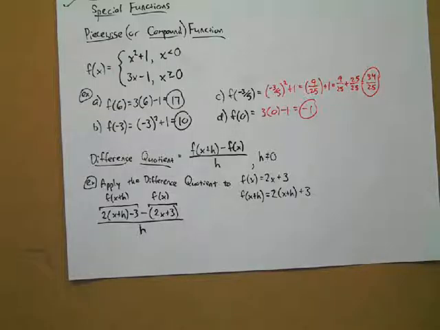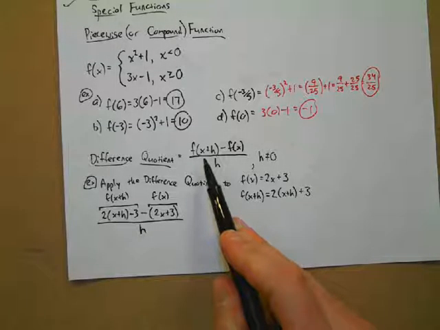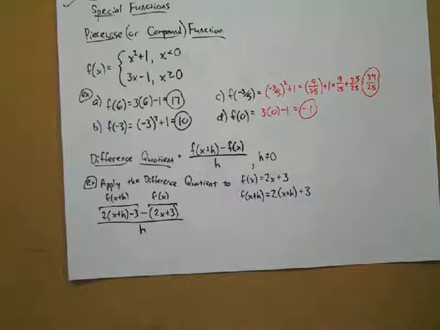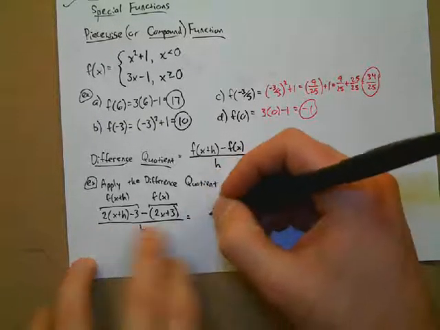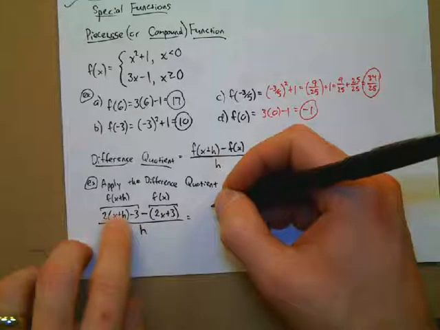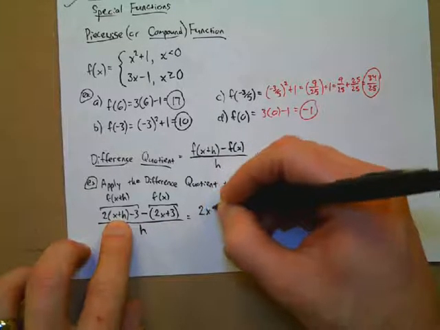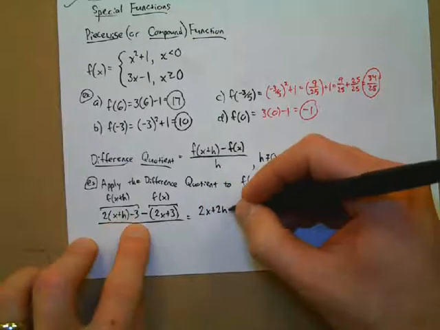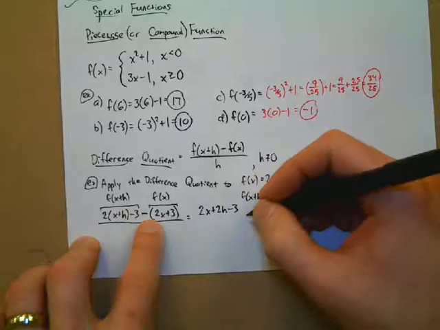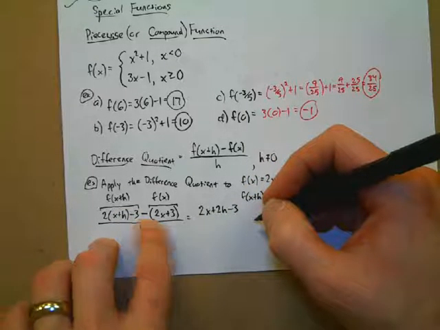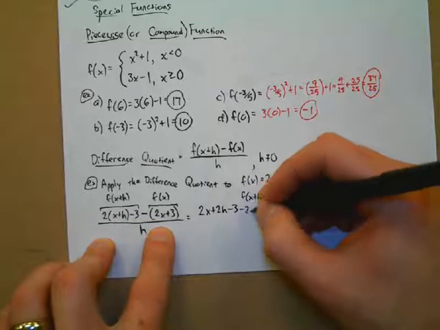Anyway, let's simplify here. So that 2 can distribute to the x and the h. So we have 2x plus 2h, then minus the 3. And then the minus also needs to distribute. So the 2x and the 3 there. So it's minus 2x minus 3, and then all over h. Like that. Okay. And now that we've distributed in our numerator, is there anything that we can simplify in that numerator?